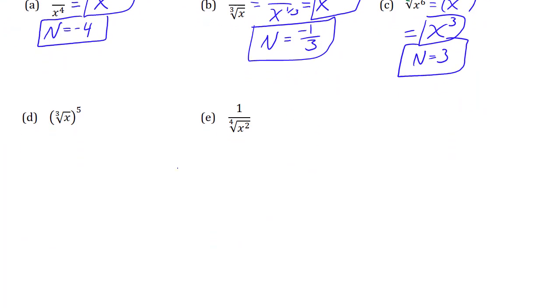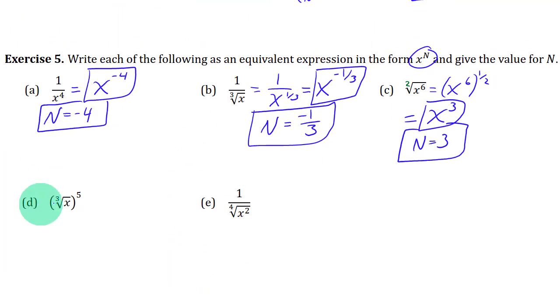Okay, so looking at exercise 5, part D here, the cube root inside there, I'm going to write as x to the power 1/3, and then you leave the 5 alone, and then multiply them together. 1/3 times 5 is 5/3. So yeah, this gives you x to the 5/3. So the n here is 5/3.